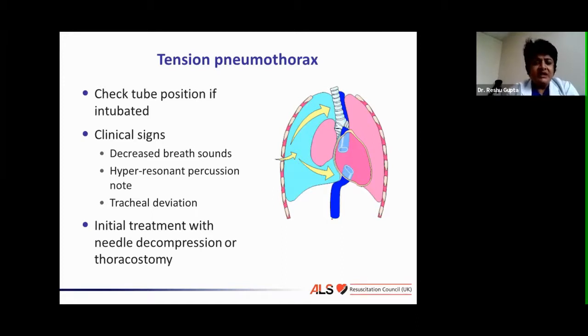So, the clinical signs, immediate at bedside. Do not wait for the X-ray to confirm the pneumothorax. Clinically, we may detect pneumothorax by decreased breath sounds. We get a hyperresonant percussion note, and there will be a significant tracheal deviation.